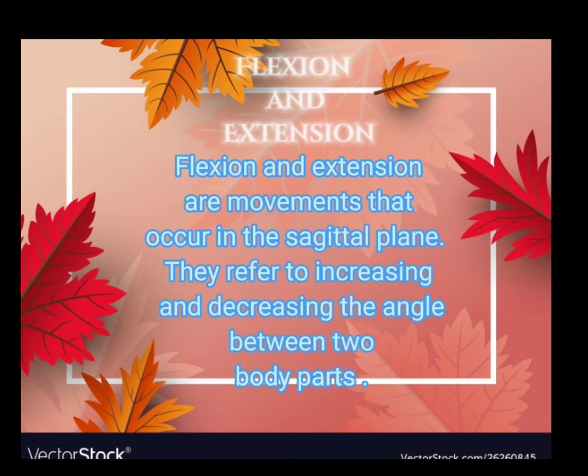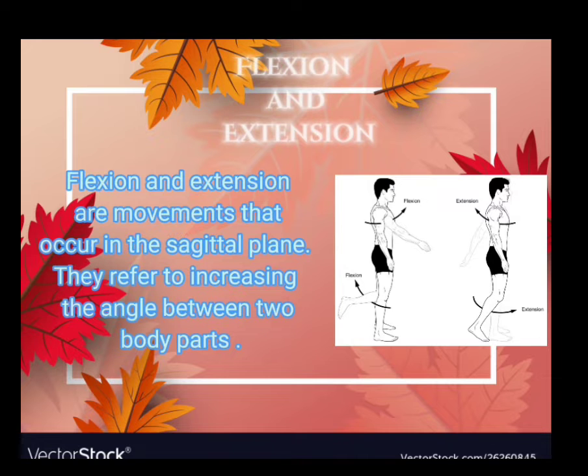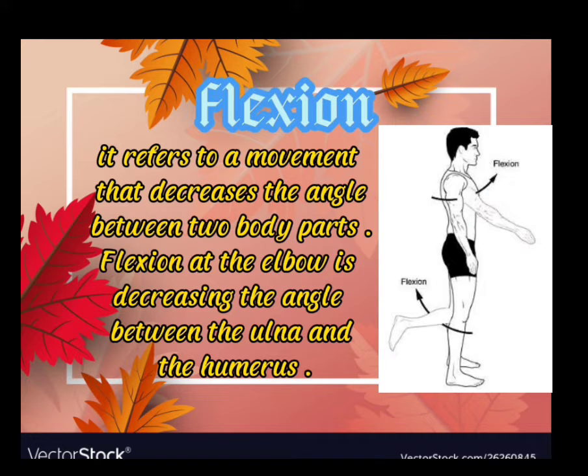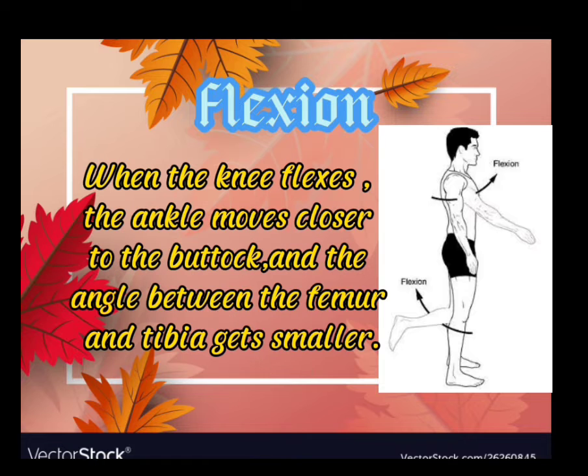Flexion and extension. Flexion and extension are movements that occur in the sagittal plane. They refer to increasing and decreasing the angle between two body parts. Flexion refers to a movement that decreases the angle between two body parts. Flexion at the elbow is decreasing the angle between the ulna and the humerus.